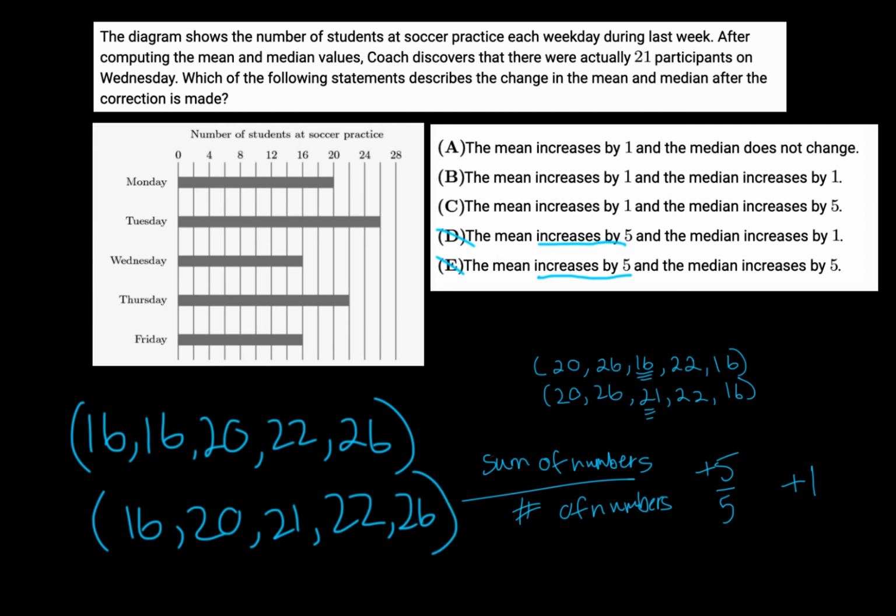Now, I'm going to go ahead and take the middle value of each of our data sets, and those are our medians. So, as you can see, there is an increase of 1 when we change the values in the data set. So our answer cannot be A, cannot be C, and let's check B. The mean increases by 1 and the median increases by 1. So B is the answer we would circle on this AMC 8 test.